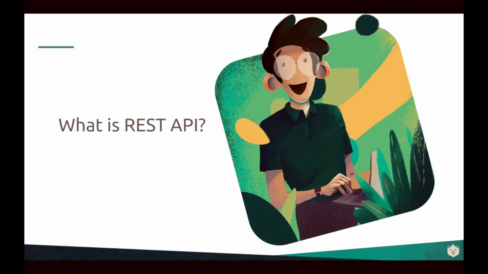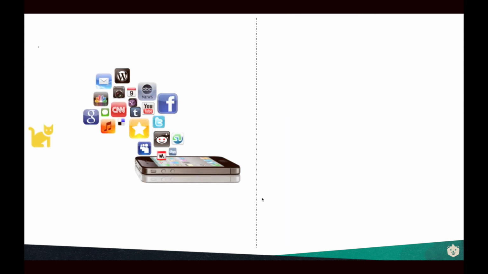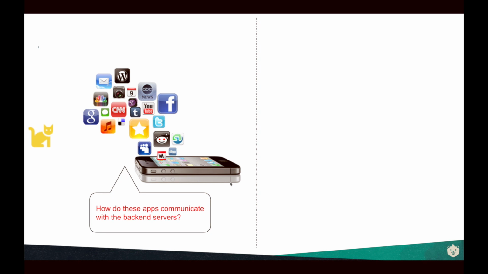Today let's understand what is REST API. How many apps do you have on your phone? Maybe 20, 30, 40? Have you ever thought how these apps communicate with the backend servers? For example, you take the Uber app, you open it, it shows some of the cars that are moving around you, right? How does that exactly happen?